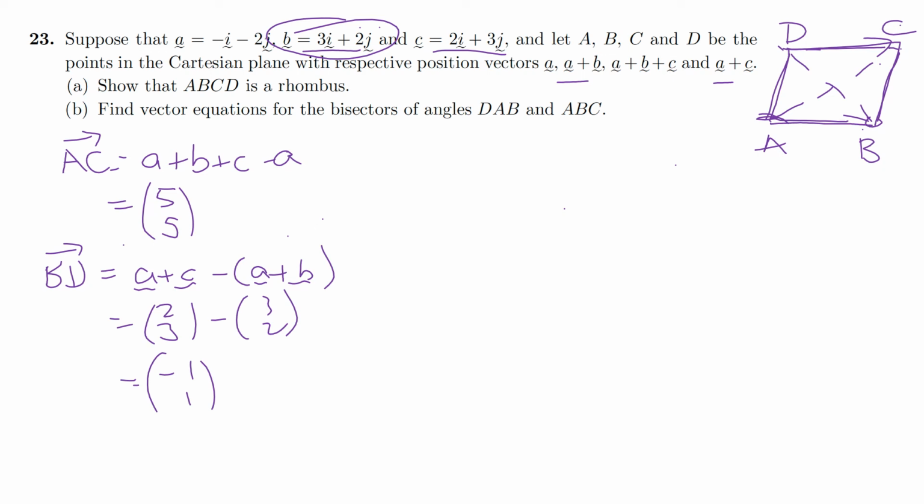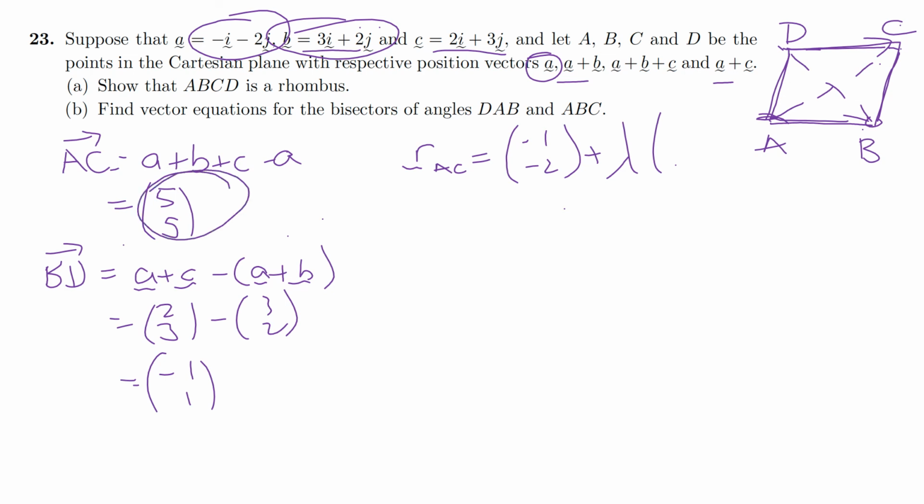All right. So they give us both directions. If I take position A, because that lies on the line AC, remember, I'm finding the line AC. I need a point, so I'm going to take the point A, which happens to be negative 1, negative 2, and then lambda times the direction, and the direction is in the direction AC. Actually I can even divide it by 5 and make that 1, 1 to make it neater.